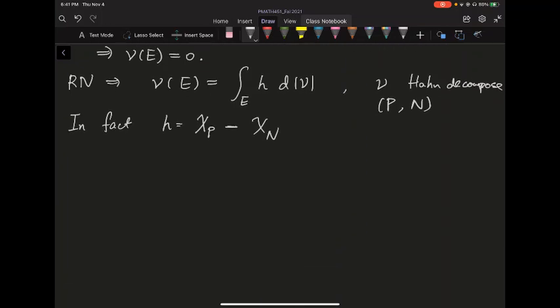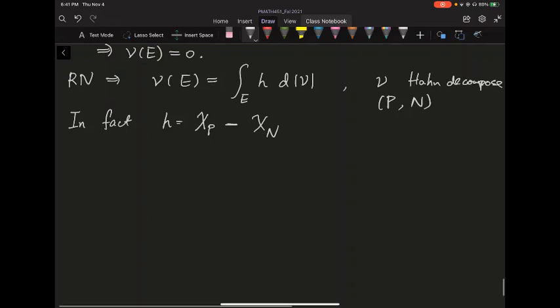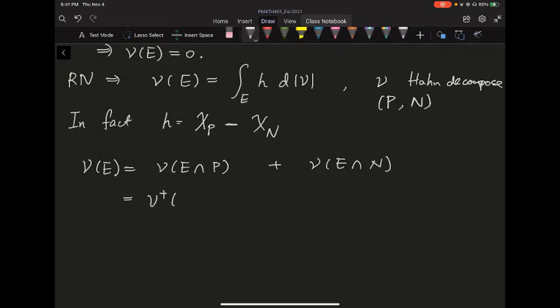Okay, so let's try to show explicitly why this is the case. On one hand, you have the nu of E. You can break it into the positive part, nu of E intersect P, and you also break it into the negative part, nu of E intersect N. On the positive part, this is none other than nu plus, because that's where nu plus is concentrated. It's supported on this part. So nu plus and nu agree on any subset of P.